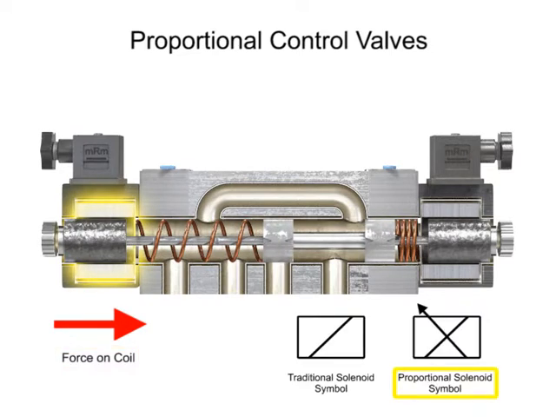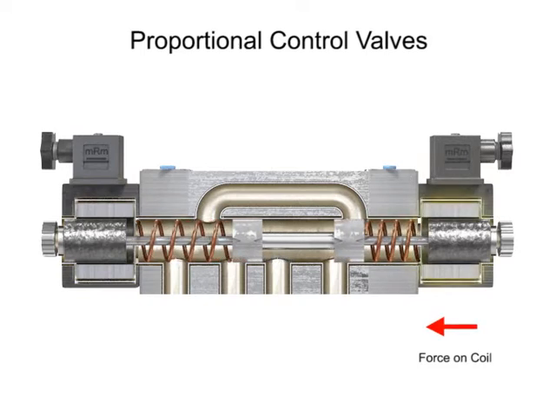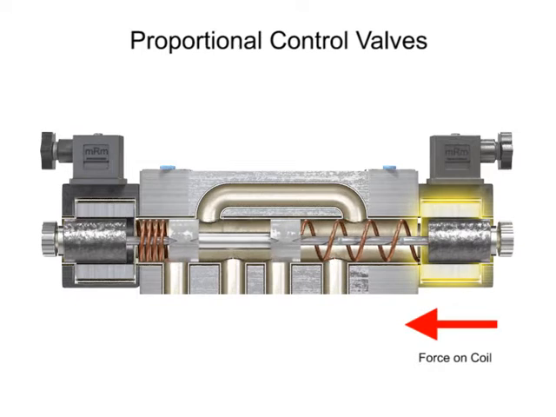The graphic symbol for this type of solenoid shows the solenoid slash in the operator box with a sloping arrow through the slash. With proportional valves, the spool can be shifted against the centering spring force to any distance up to full shift by varying voltage and current.